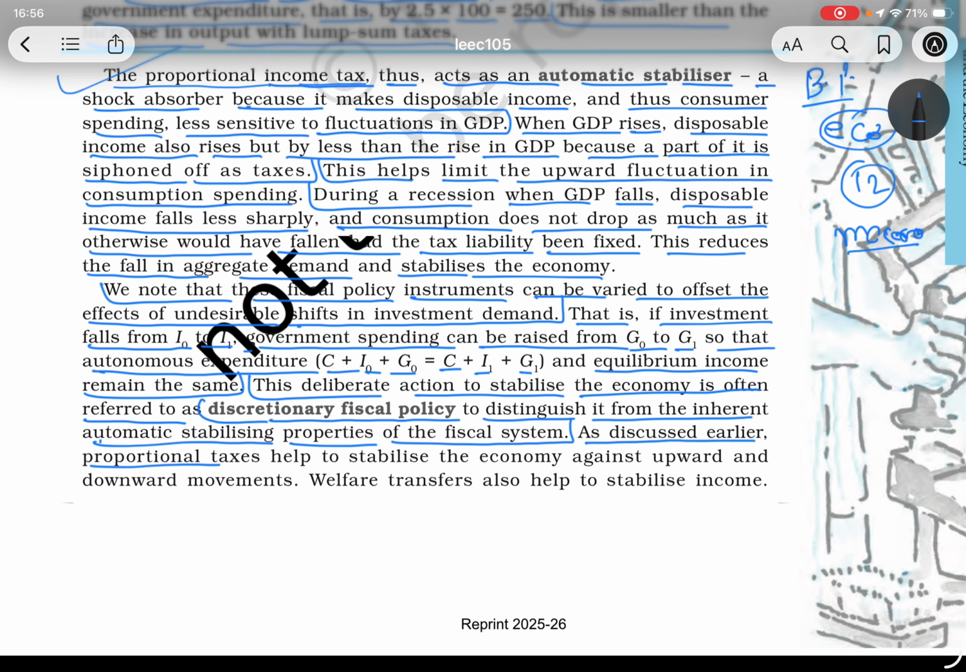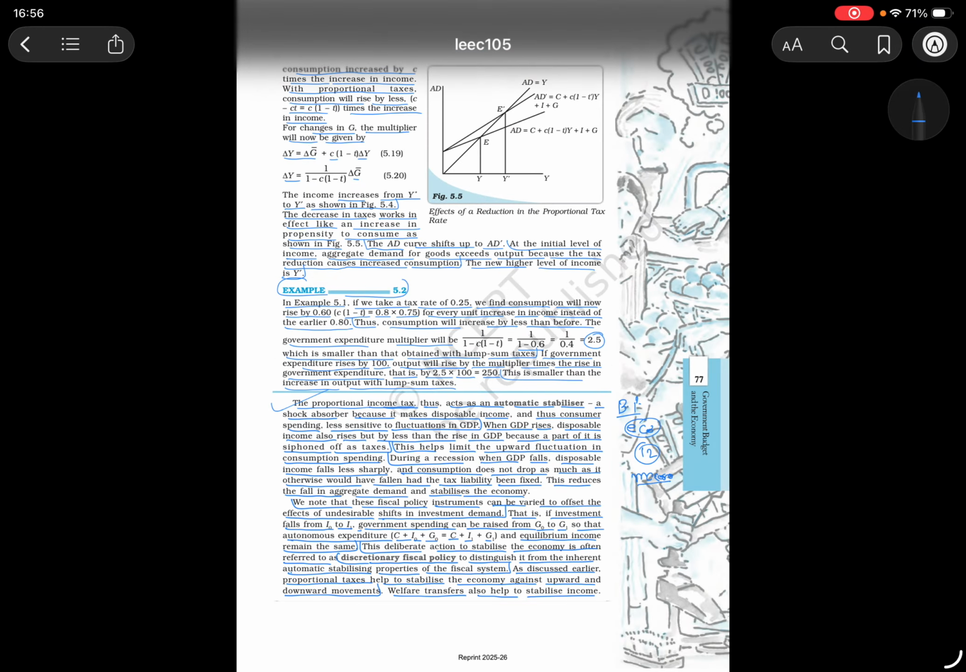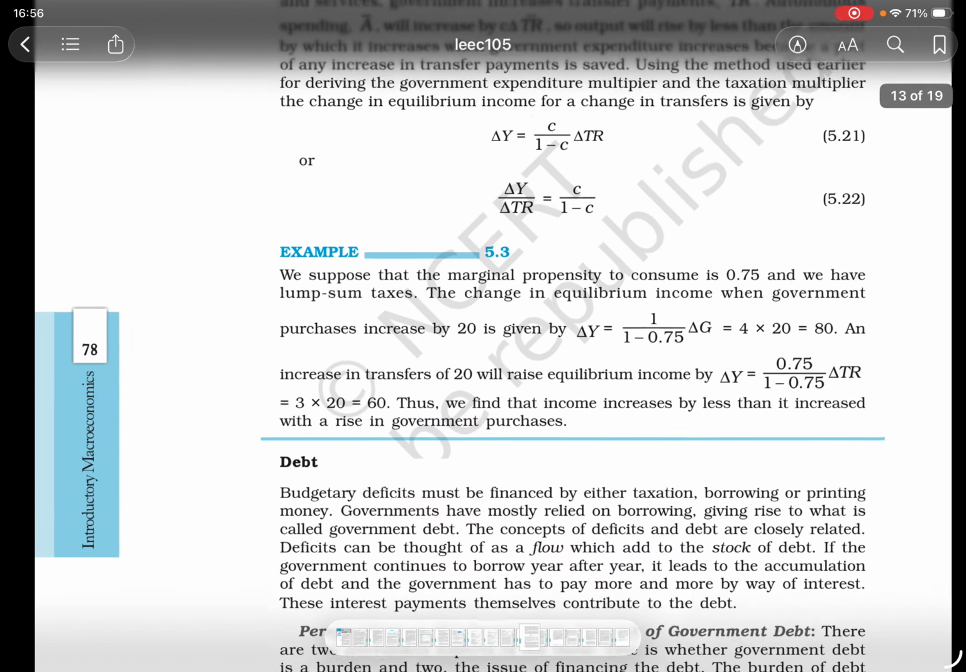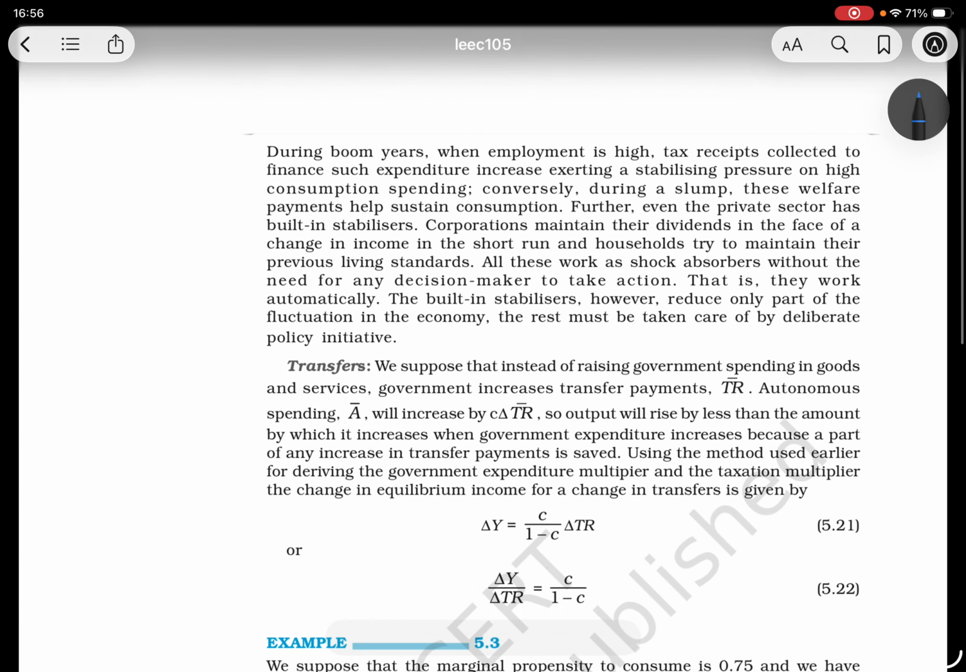As discussed earlier, proportional taxes help to stabilize the economy against upward and downward movements. Welfare transfers also help to stabilize income. During boom years, when employment is high, tax receipts collected to finance such expenditure increase, exerting a stabilizing pressure on high consumption spending. Conversely, during a slump, these welfare payments help sustain consumption.